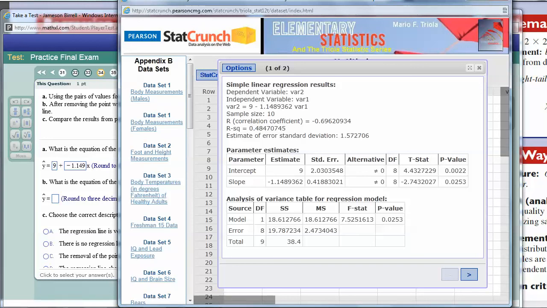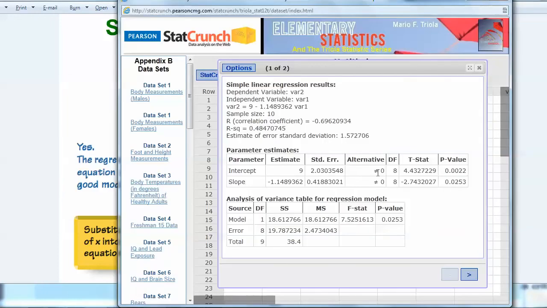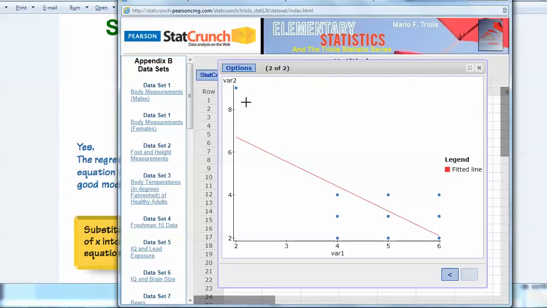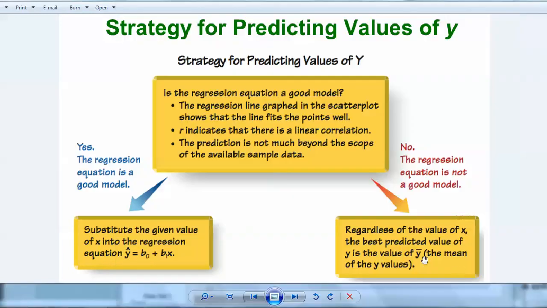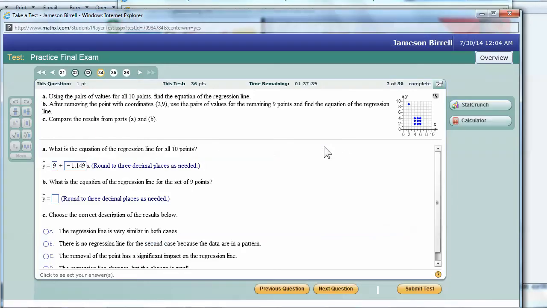I just talked about this, and I didn't go through the details of it, but the regression line graphed from the scatter plot needs to show some sort of a line. Well, it does with this point here, right? So we've got that. Next qualification is that the R value, the correlation coefficient, is supposed to be big enough to indicate that there's correlation. I didn't actually take the time to check that, so let me do that.